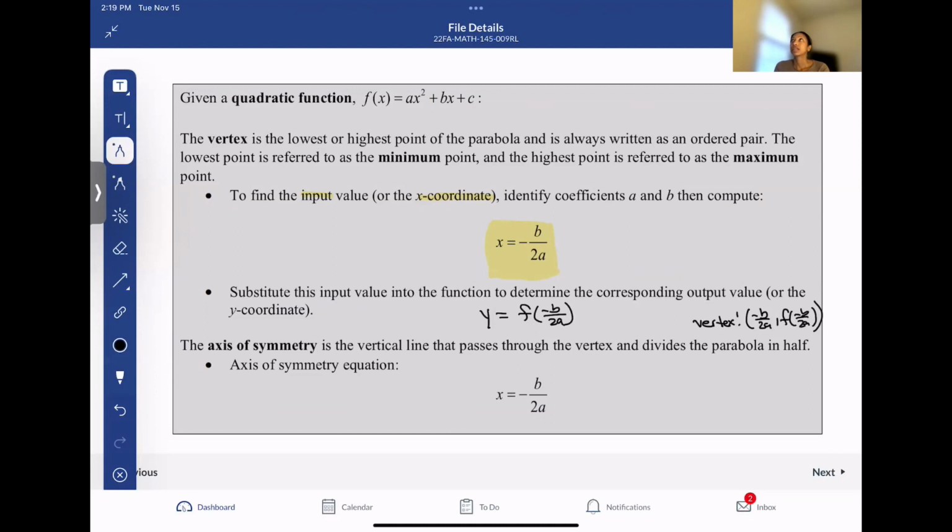All right. Also, -b over 2a gives us the equation for the axis of symmetry. Remember, the axis of symmetry is just a vertical line that goes through the vertex. Well, the x-coordinate of the vertex is -b over 2a. So the axis of symmetry is x equals -b over 2a. So -b over 2a gives us two things. x equals that is the axis of symmetry, and it also tells us the x-coordinate of the vertex. A 2-for-1 special. We like this formula.